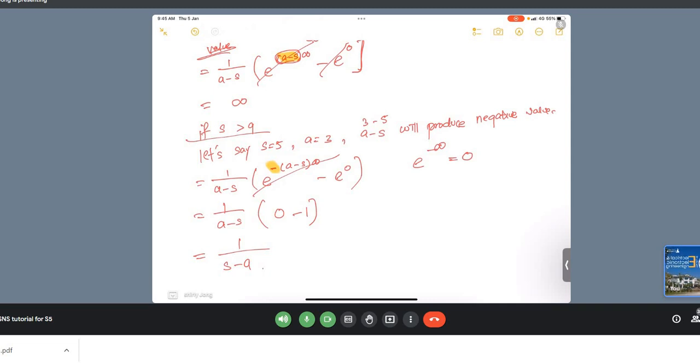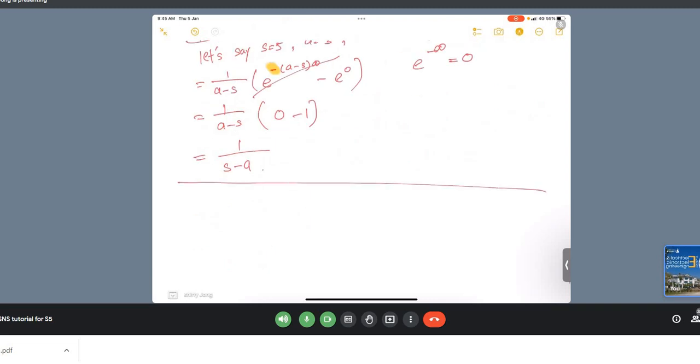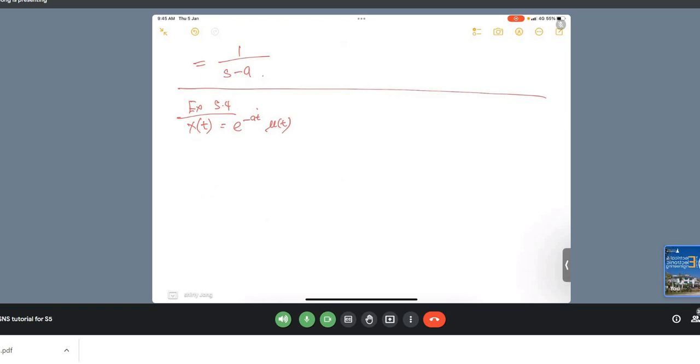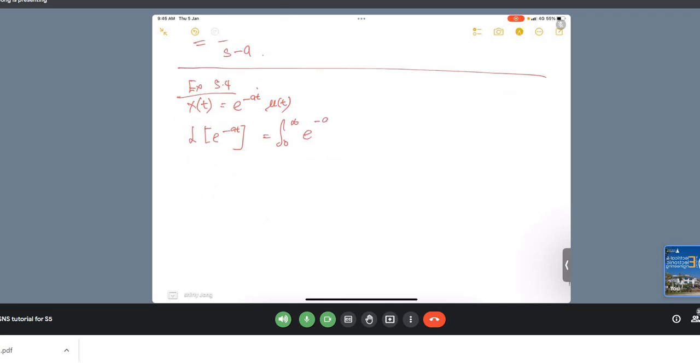Okay, we go to example 5.4. Also the same. x(t) equal to exponent negative at u(t). So Laplace transform of exponent negative at, from 0 to infinity, exponent negative at, exponent negative st. So you combine. Okay, then you integrate.